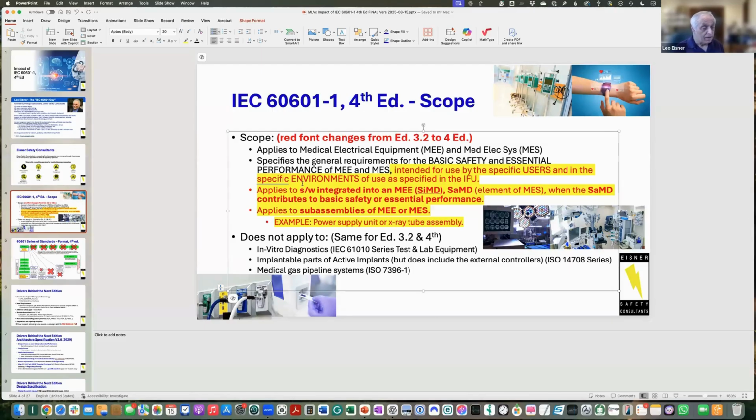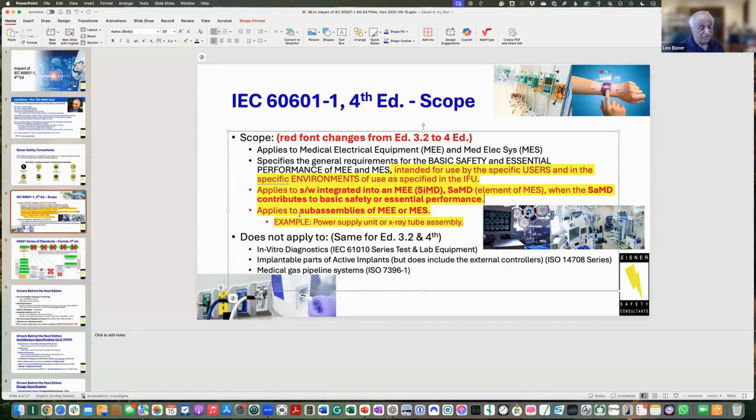So what does that mean? If you have an infusion pump, that's medical electrical equipment because it's a single device, so that would be SIMD. But an SAMD would be, say, an app on a phone controlling that infusion device. Now, what's an MES? An MES would be like a surgical robotics system where you have multiple systems or components, like a computer controlling the robot, just as an example. So this image here is next to my logo.